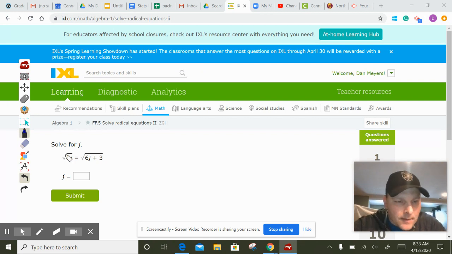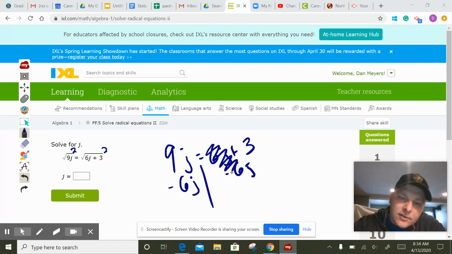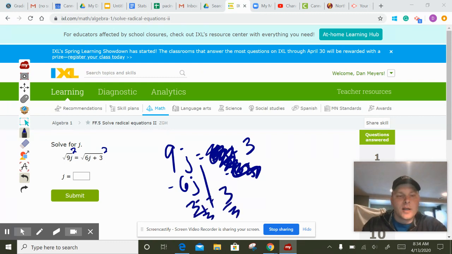Okay, same concept here. We're going to square both sides, square both sides. So now you have 9j equals 6j plus 3. And again, draw the line down from the equal sign. If the variable's on both sides, you need to fix that. Fix that by subtracting 6j from both sides. When you subtract 6j, it combines with this, cancels it out. Then you have 3 times j equals 3. Divide by 3, divide by 3. J equals 1.